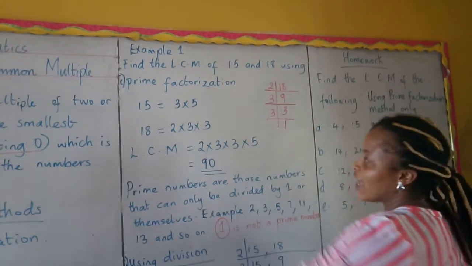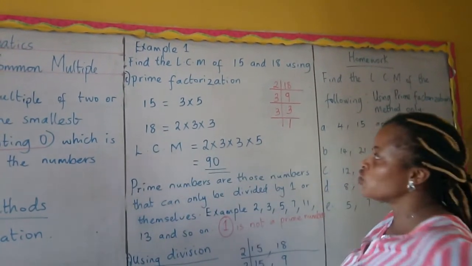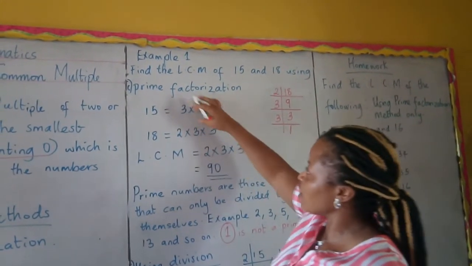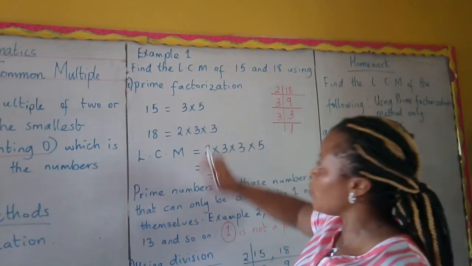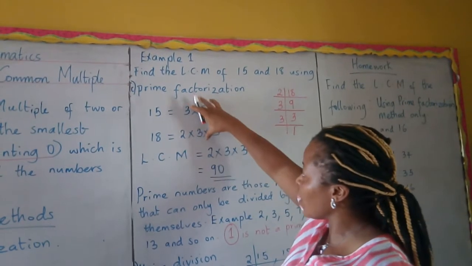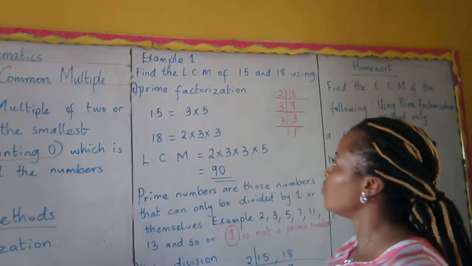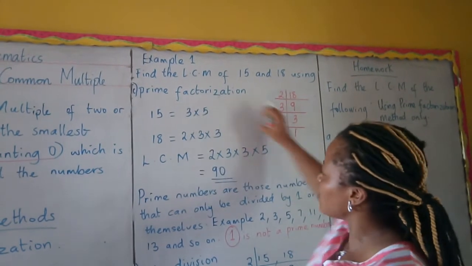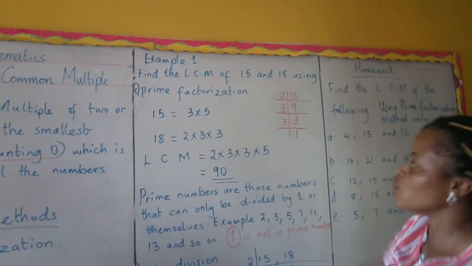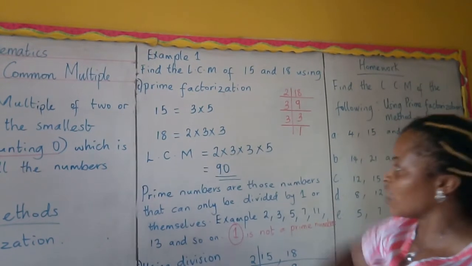Okay, now to get the LCM, I am going to look at the numbers that appeared twice and I'll write it once. So I'm going to pick 2. 2 appeared once. Then 3 appeared twice, I'm going to write only 3. And then another 3 that is alone. And then 5 that came alone. So that when I multiply through, it will give me 90.